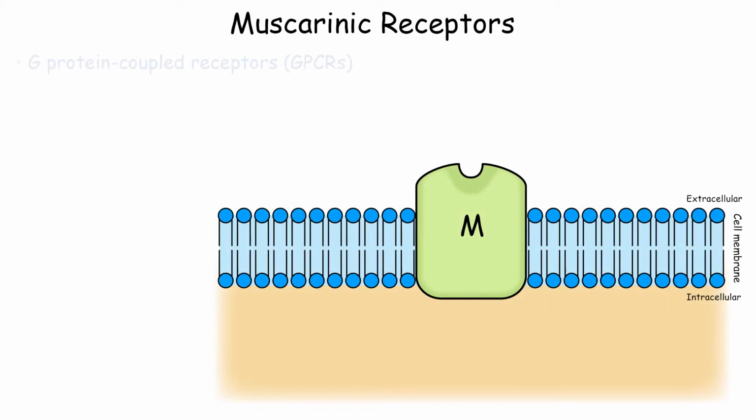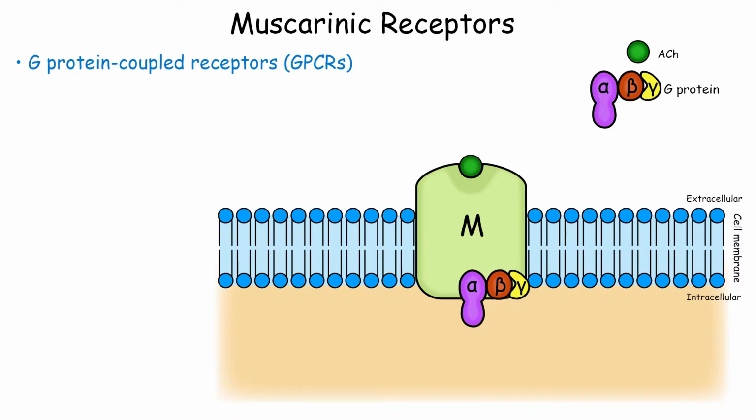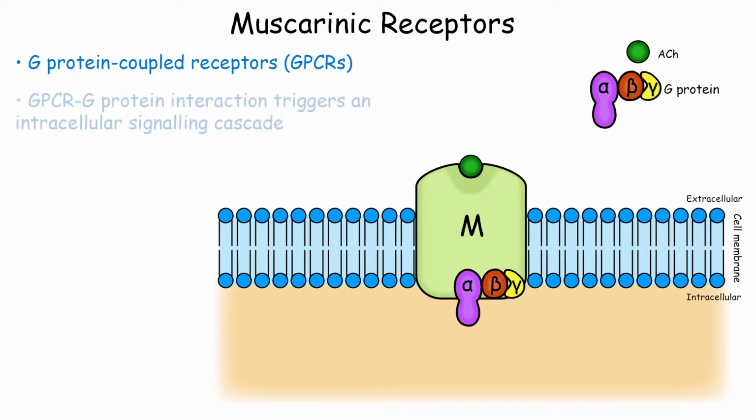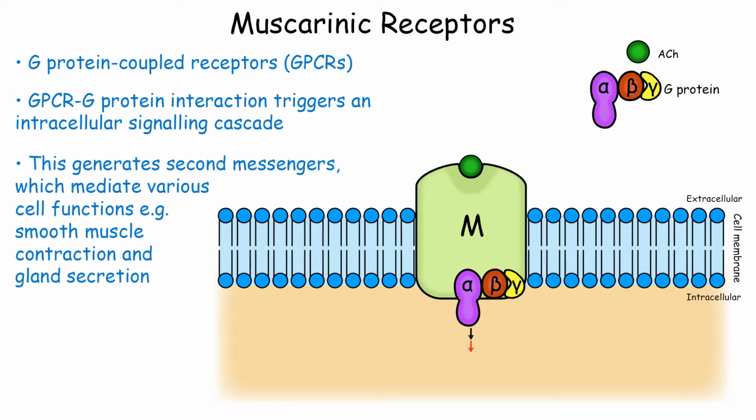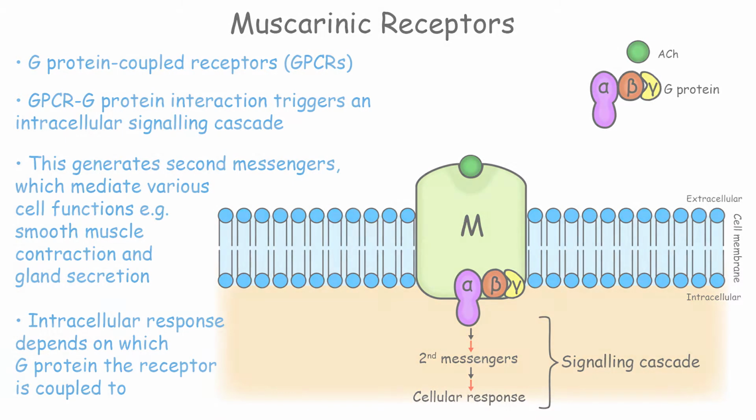Muscarinic receptors are G-protein-coupled receptors, or GPCRs. This means that they couple to G proteins, short for guanine nucleotide binding proteins, which are responsible for kick-starting intracellular signaling cascades upon ligand binding. Activation of GPCRs generates second messengers, which mediate various cellular responses, such as muscle contraction and gland secretion. There are three main types of G proteins. Depending on which G protein a GPCR is coupled to, the intracellular response generated will be different.